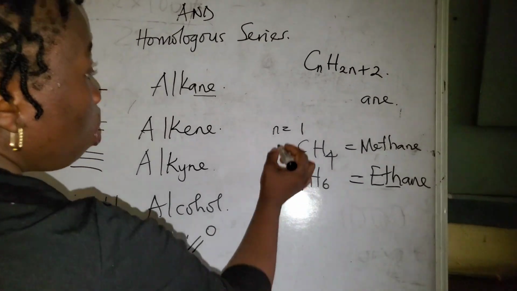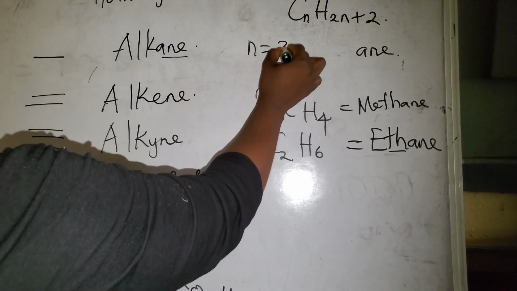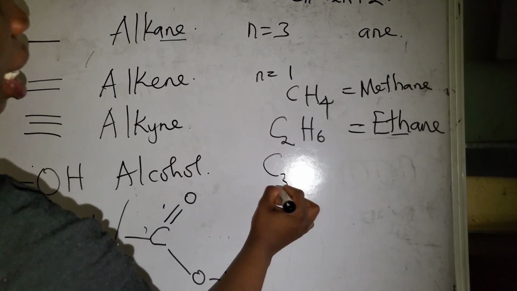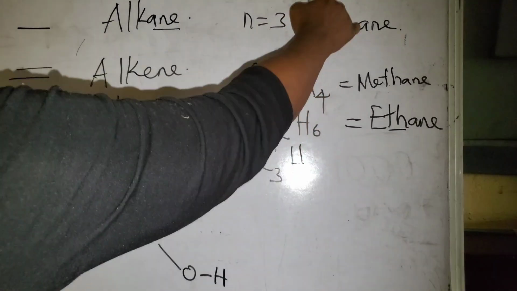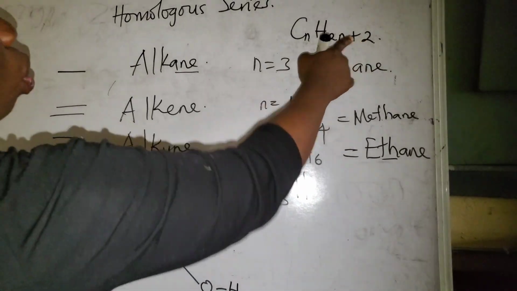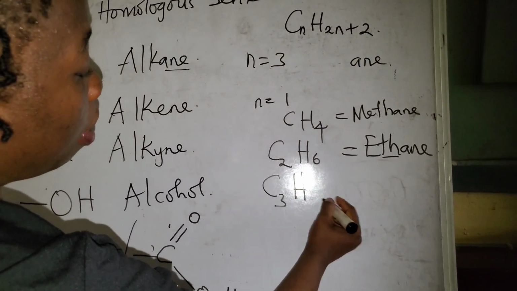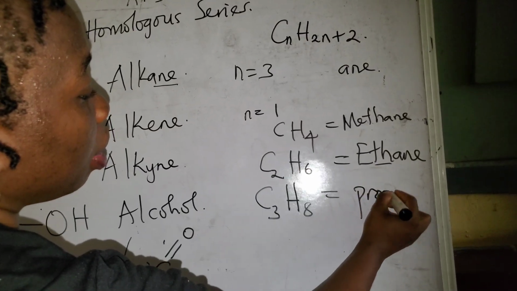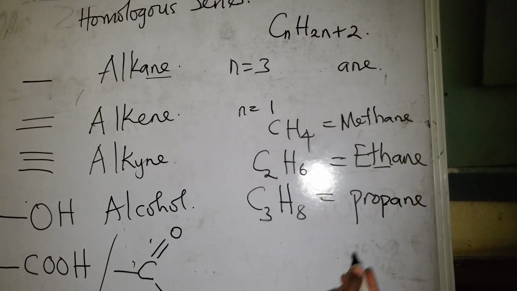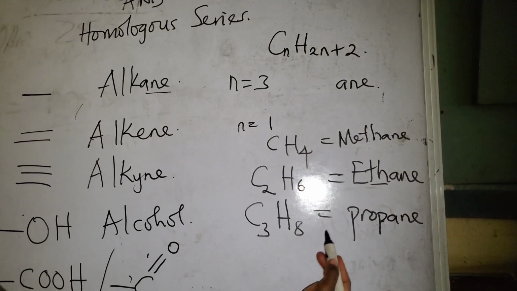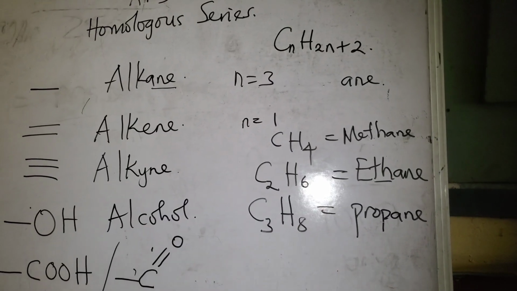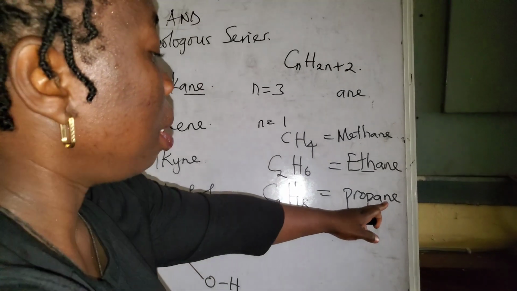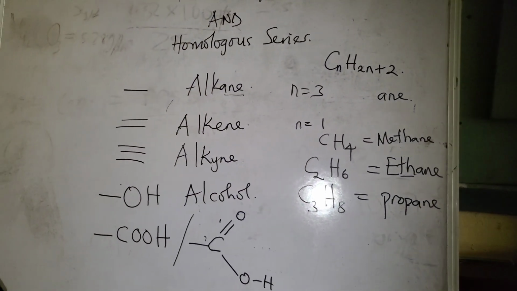So when n equals 3, we have C3H, 3 times 2 is 6, plus 2 is 8. So it is called propane. That means the 3 carbons are called prop, and the family is ane. So that means we call it propane.